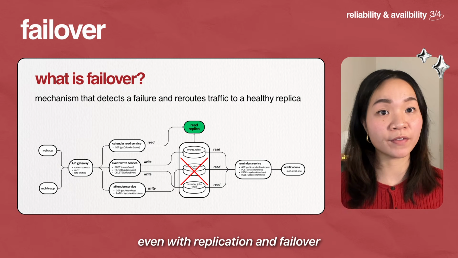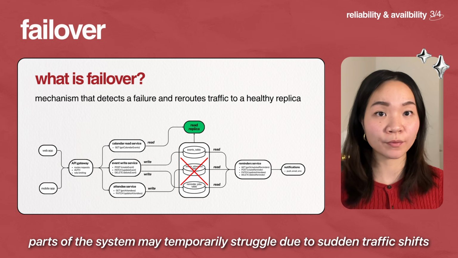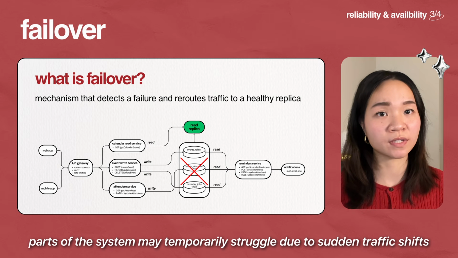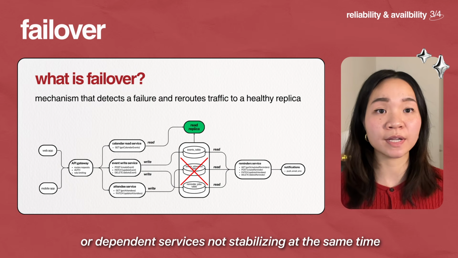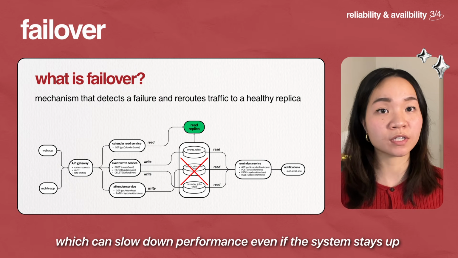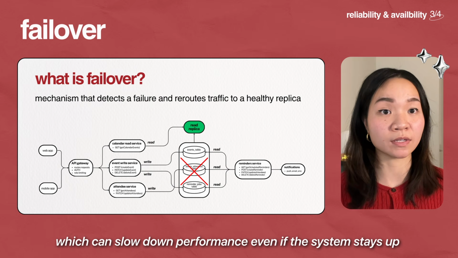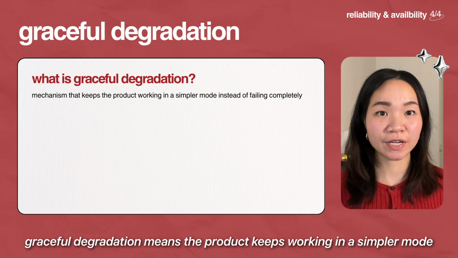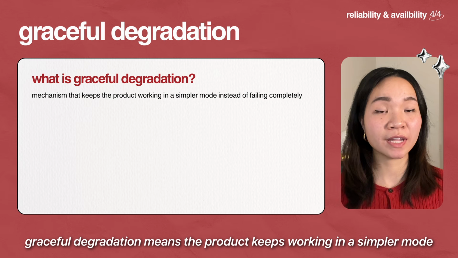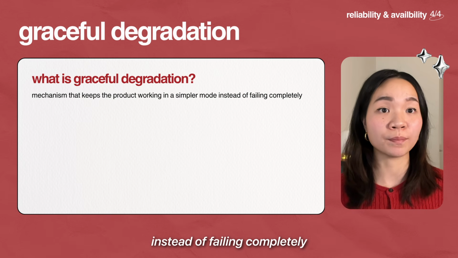Even with replication and failover, parts of the system may temporarily struggle due to sudden traffic shifts, reduced capacity while recovering, or dependent services not stabilizing at the same time, which can slow down performance even if the system stays up. This is where we introduce graceful degradation. Graceful degradation means the product keeps working in a simpler mode instead of failing completely.